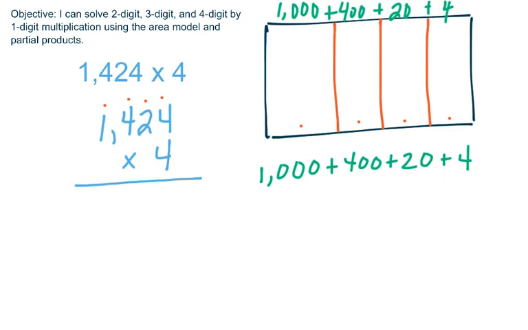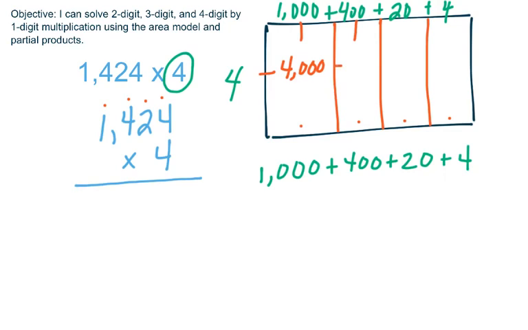Now finally, I'm thinking, okay, I'm solving for area. Area is length times width. Well, I've got my length. Those are my 4 numbers on top. What am I multiplying by? I'm multiplying by 4. And I got that from my original problem. Alright, next step, I need to solve for each of my boxes. So I'm thinking 1,000 times 4 is 4,000.